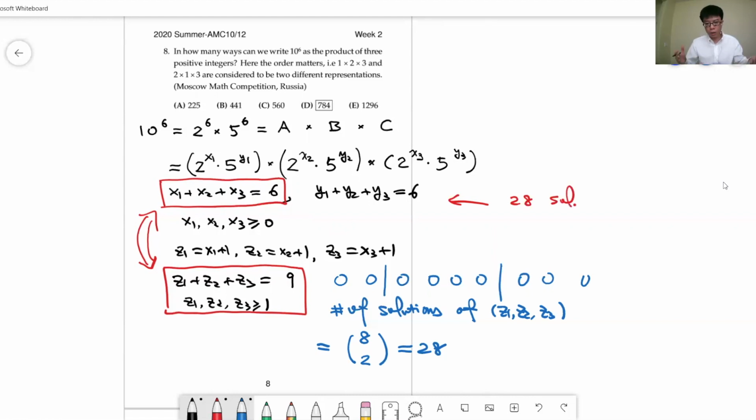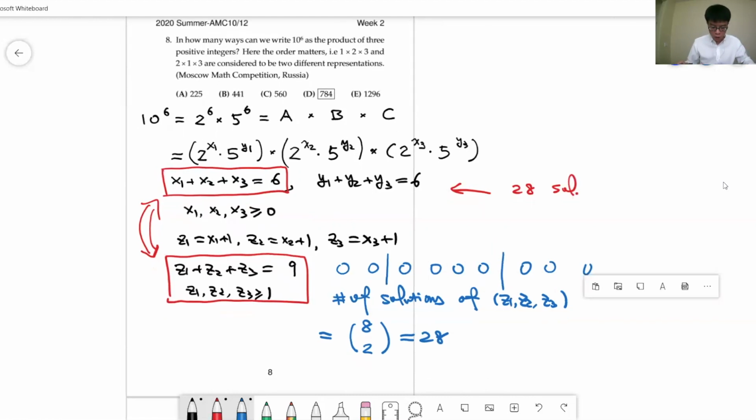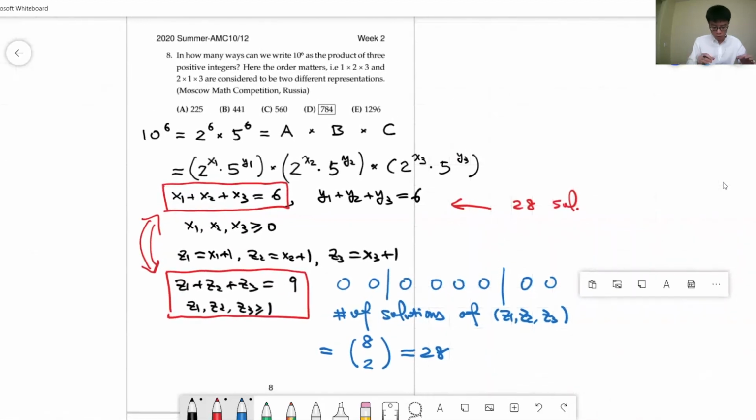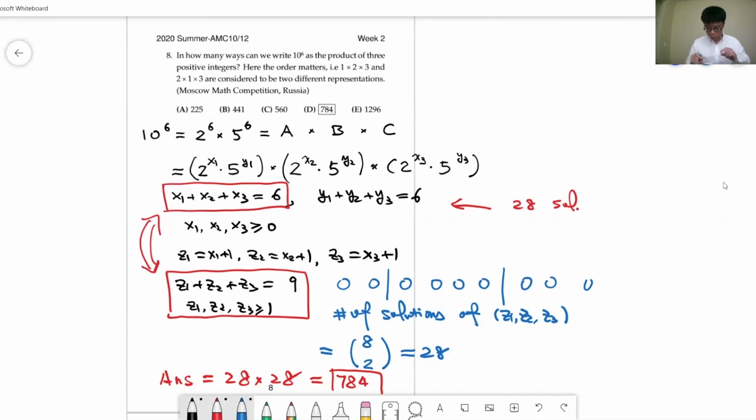Right? They are equivalent. So the number of these triples A, B, C is just 28 squared, because we can consider this as a 2-step procedure. In each step we choose x1, x2, x3, and then y1, y2, y3. So the answer is 28 times 28, which is 784. Okay, that's the answer. Thank you.